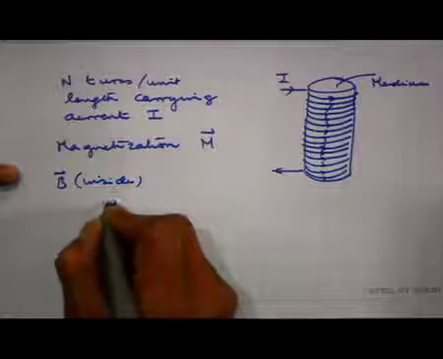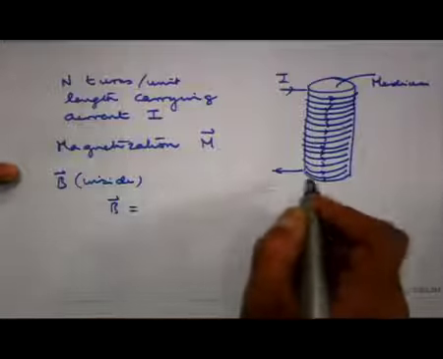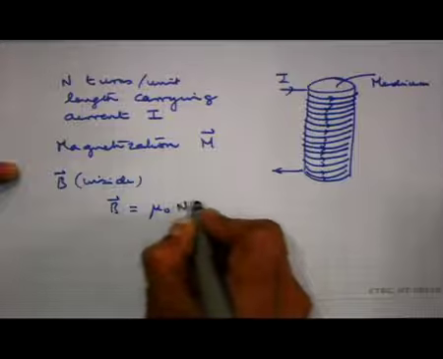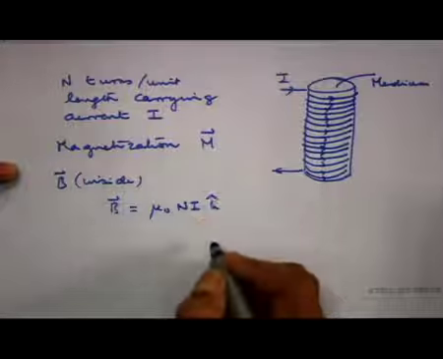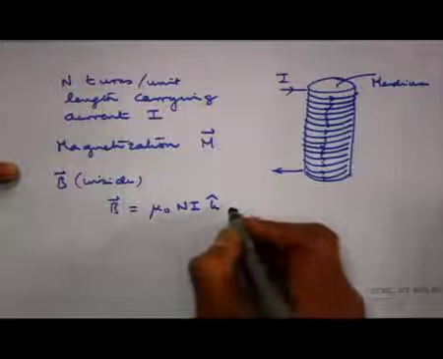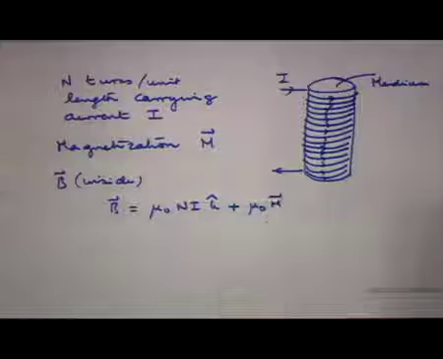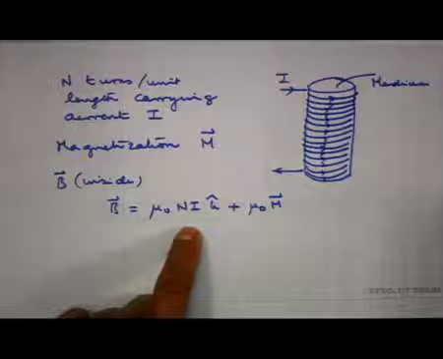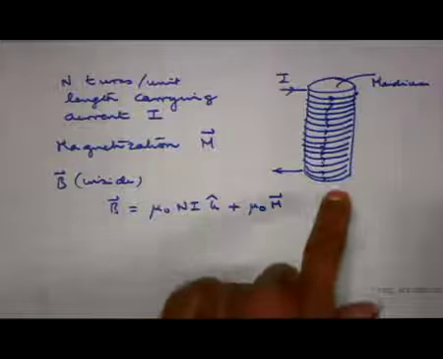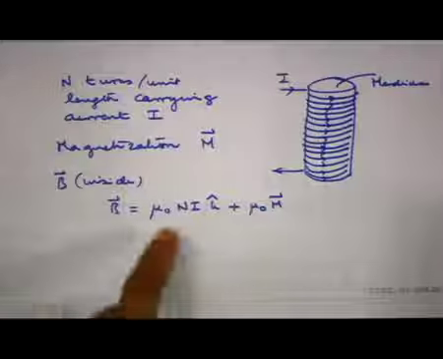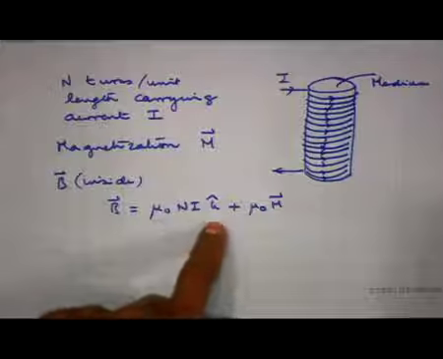B is equal to, now the magnetic field because of the conduction current is mu naught times N I times k cap. The magnetic field due to the magnetization is mu naught M. Please note, there are two components of magnetic field now. The conduction current which is flowing in the wire is actually producing magnetic field mu naught N I k inside.